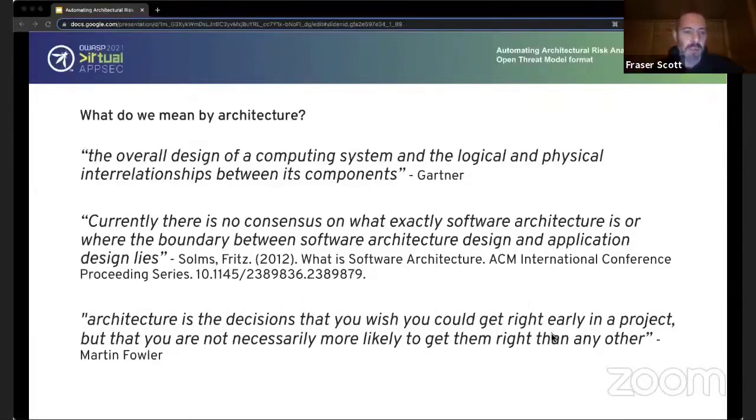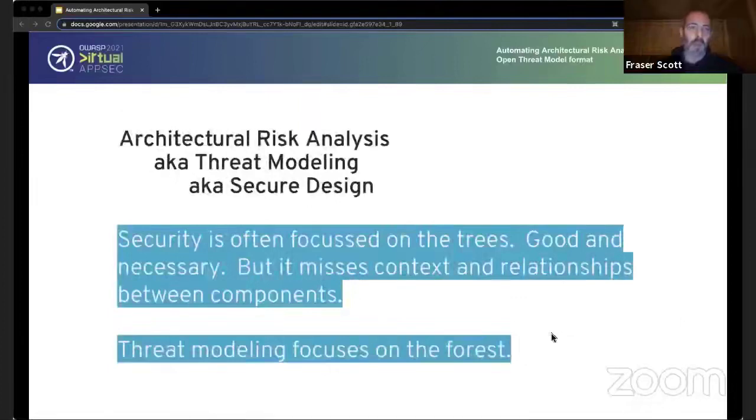The third definition, however, is probably my favorite, which is from Martin Fowler, which is, fundamentally, architecture are the decisions that you wish you could get right early on in a project. They are typically the hard to undo stuff. There's some sort of foreshadowing going on here. And then unfortunately, they're often these kind of decisions that you aren't necessarily any better at making early on. So, architecture is inherently a hard problem. So that's a bit of an understanding of what we mean when we talk about architecture.